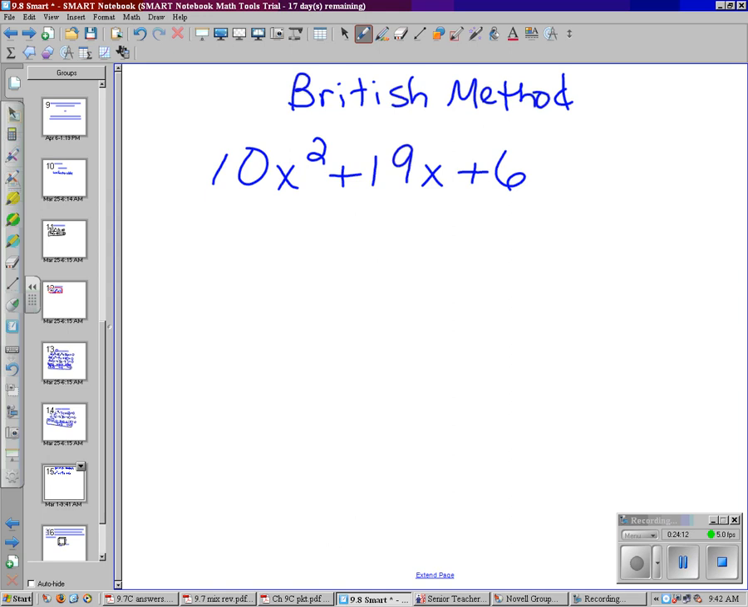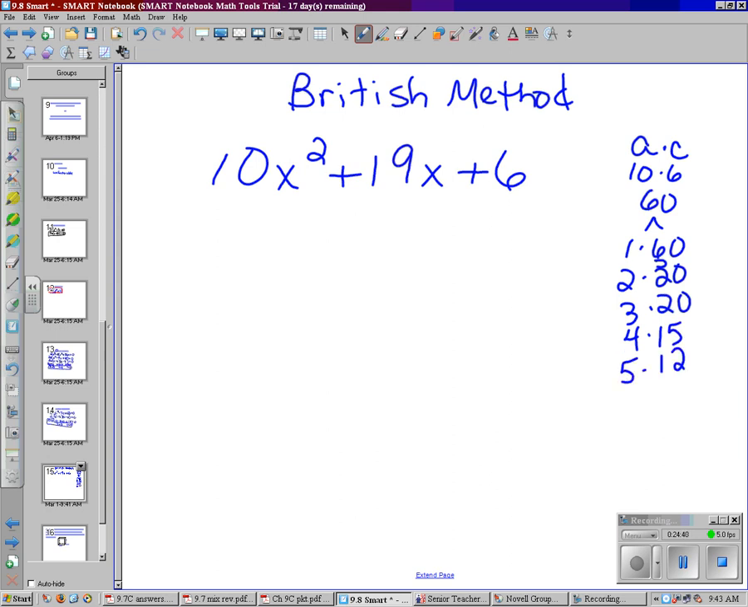So here is the British method. You're going to take A times C. So that's, in this case, 10 times 6. What is 10 times 6? 60. And you're still going to look at factors, so I'm going to start looking at factors 1 and 60, 2 and 30, 3 and 20. What else? Does 4 go in there? 4 and 15. How about 5? Yeah. 5 and 12. How about 6? How about 7? 8, 9, and we come right back to 10.